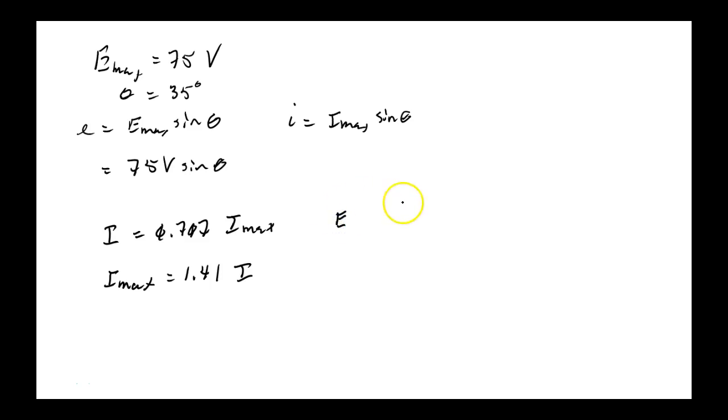The effective voltage is equal to 0.707 times E max, and E max is equal to 1.41 times E, your effective voltage. That's on the next page.